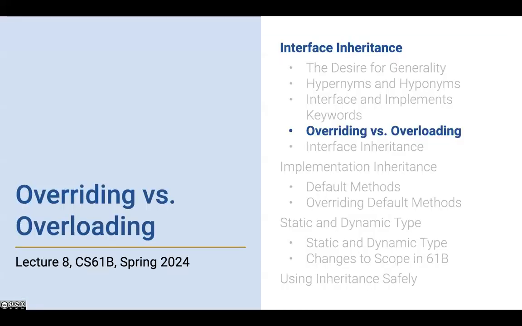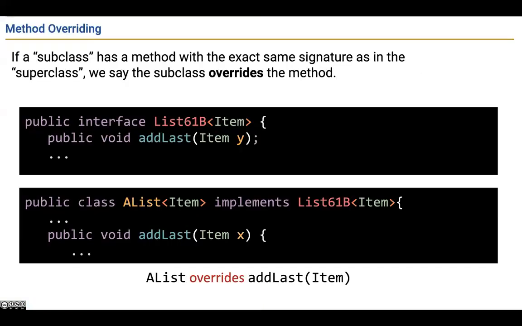OK, so let's talk about what happened, which was overriding, and contrast it with something we saw earlier, which was overloading. So what we saw was that we had this List61B interface and it had a method signature called addLast. And the method itself was blank. We just added a semicolon. There was no actual code in here. So this signature says the interface List61B has an addLast operation. I'm not going to tell you how it's done. That is up to each of the specific lists. But I'm going to tell you that this method exists.